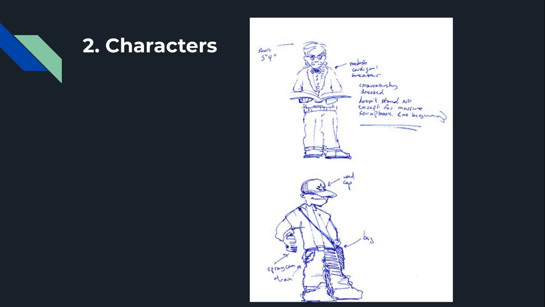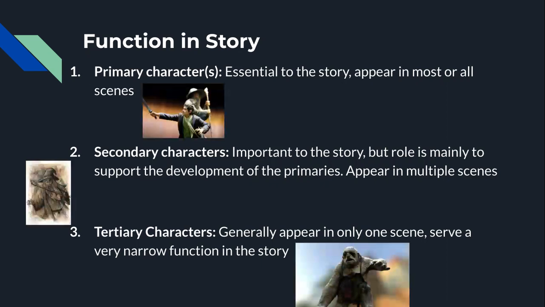We just finished with plot, and we're moving on to characters for part 2. So this one is going to be all about characters. The first way we can break down studying characters in a story is in terms of the importance of their function in the story. So think about them in terms of function. And they can be roughly divided into 3 types: primary, secondary, and tertiary characters.